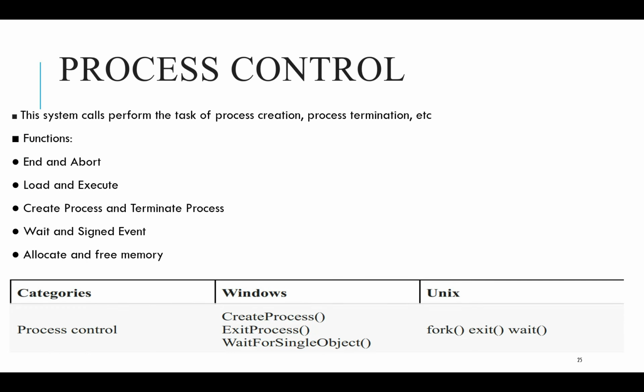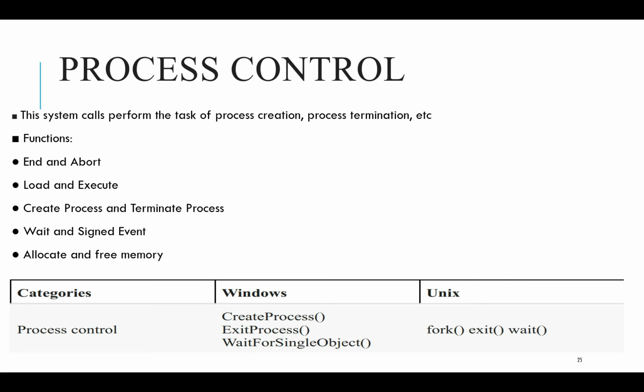In process control, the system calls perform tasks like process creation and process termination. The major functions are end and abort the process. We know that there are many processes running in a system. Therefore, there is a requirement to control the process.